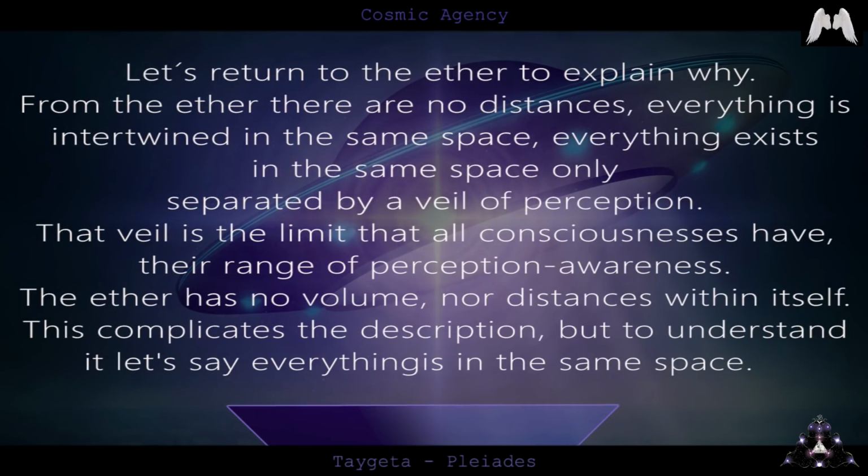Let's return to the ether to explain why. From the ether, there are no distances. Everything is intertwined in the same space. Everything exists in the same space, only separated by a veil of perception. That veil is the limit that all consciousnesses have, their range of perception and awareness. The ether has no volume, nor distances within itself. This complicates the description, but to understand it, let's say everything is in the same space.